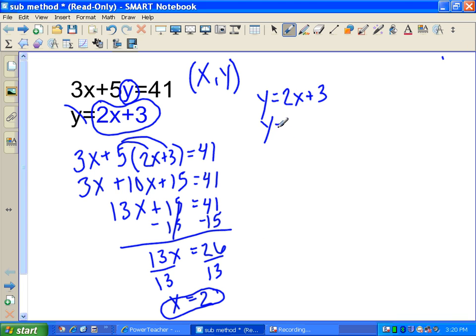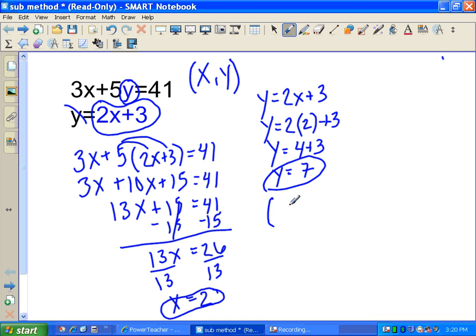So you're going to say y is equal to 2 times 2 plus 3, or y is equal to 4 plus 3, or 7. So now we have an x value and a y value. We have an intersection point of 2, 7.